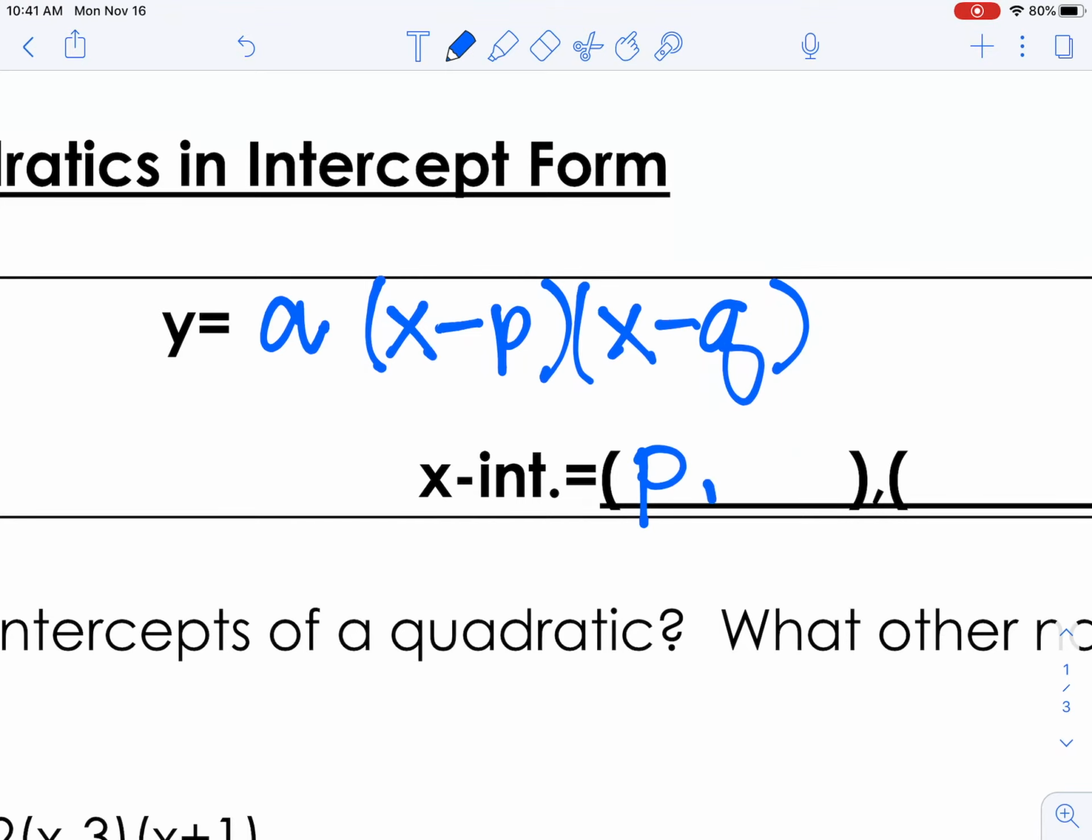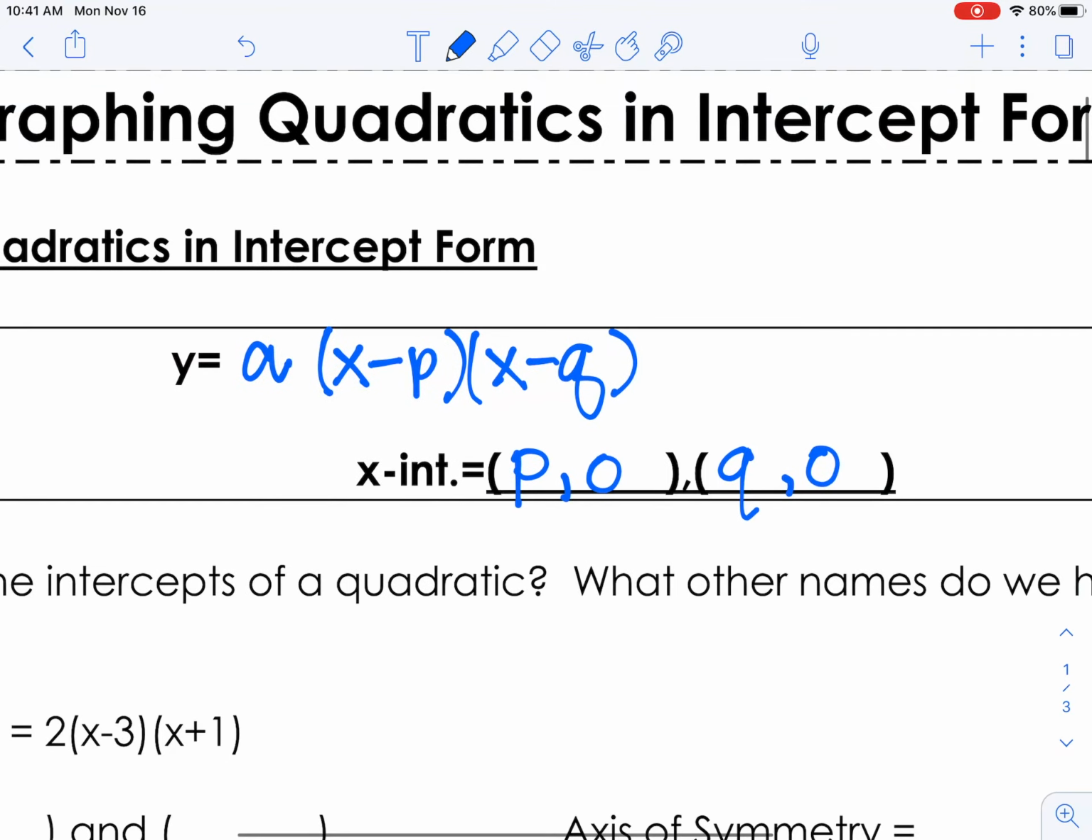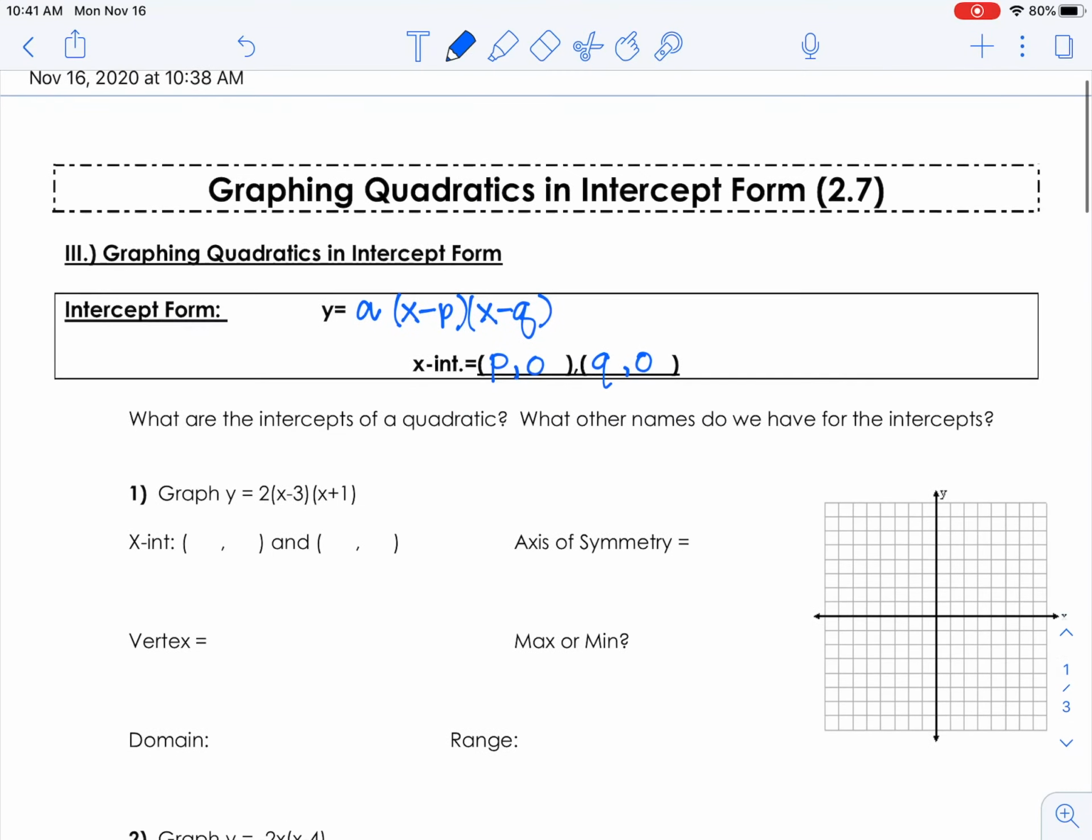So that's the point (p, 0) and (q, 0). And it's always minus in that equation, or it's just the opposite sign of what the actual value is. So for example here, the intercepts of a quadratic are where they cross the x-axis. And what other names do we use? They are the solutions. And sometimes you hear them called zeros.